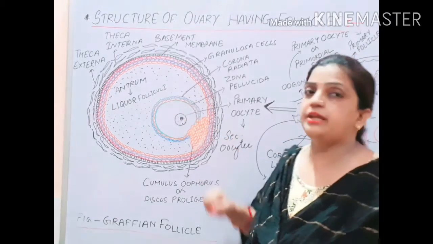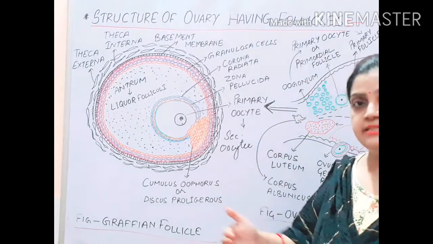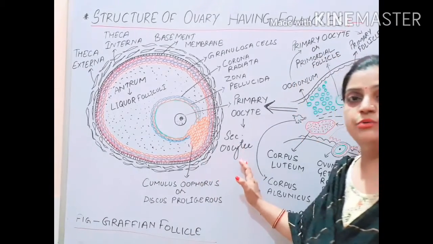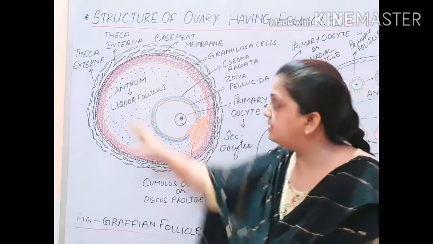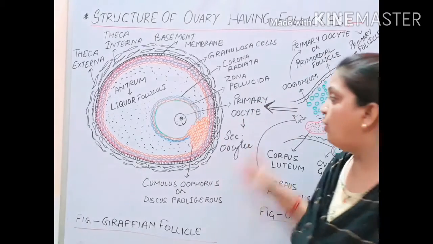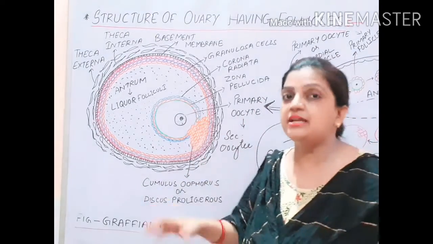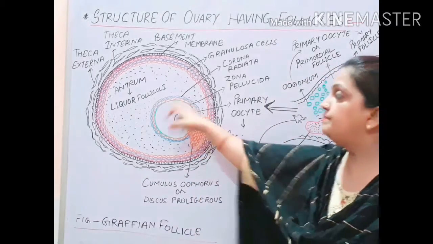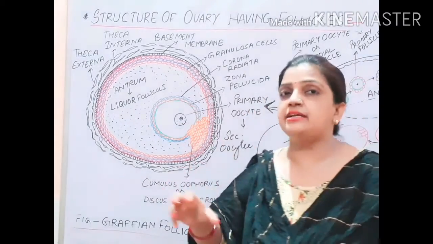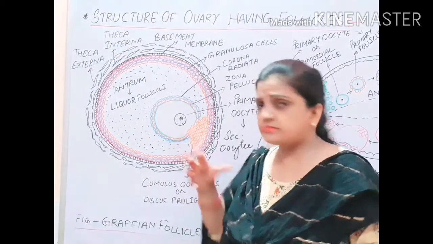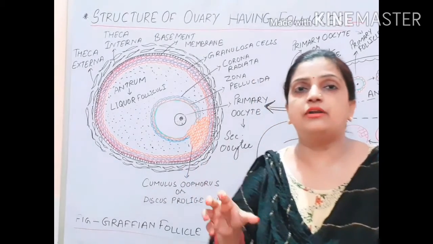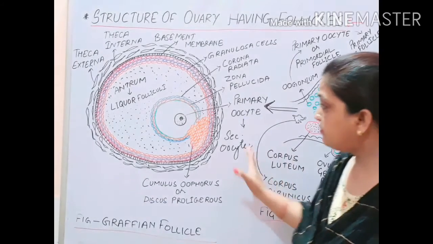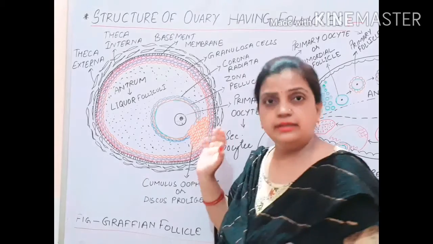So this primary oocyte, when completing its meiosis first, will change into secondary oocyte, and now the complete Graafian follicle is mature, holding a secondary oocyte, and ready for the ovulation process, so that the structure can be released into the fallopian tube for the fertilization process. Now children, this whole structure is over here.